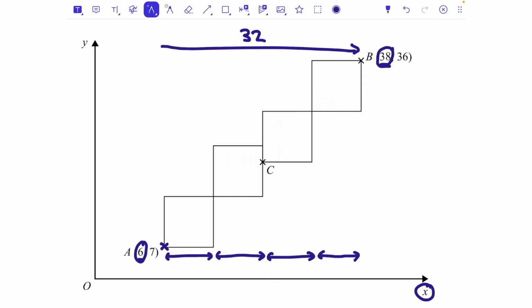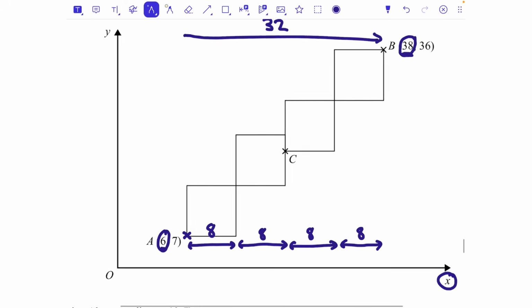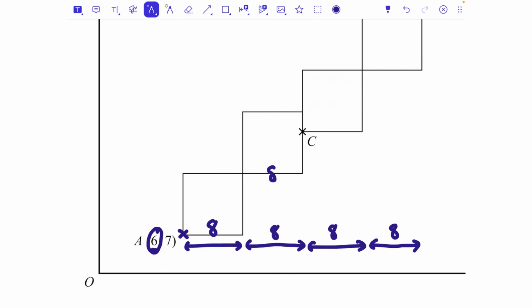Now, if 4 squares are 32 wide, if I do 32 divided by 4, I know it's going to be 8, 8, 8, and 8. So these are all squares that are 8 wide. So we know to get to C, I've gone across by 2. So I've got to go 8 across and another 8 across. So for the coordinate of C, I can take the 6 and add 8 to it, and add another 8 to it, and that will tell me how far across I am. So 8 add 8 is 16. If we add that onto 6, we get 22.